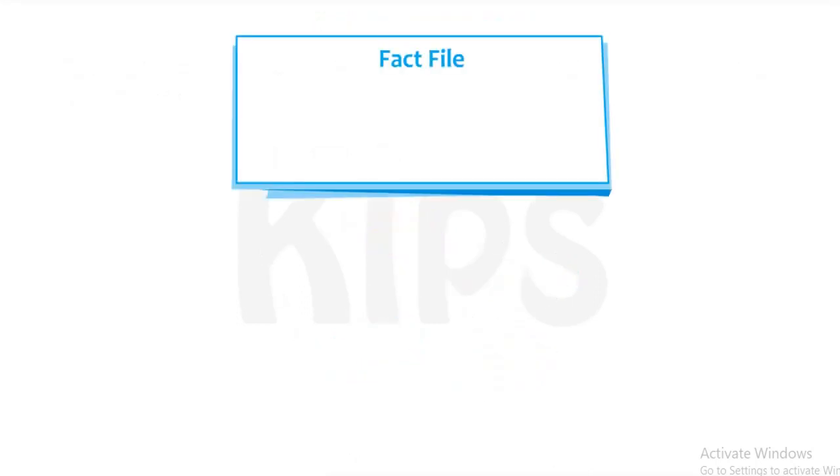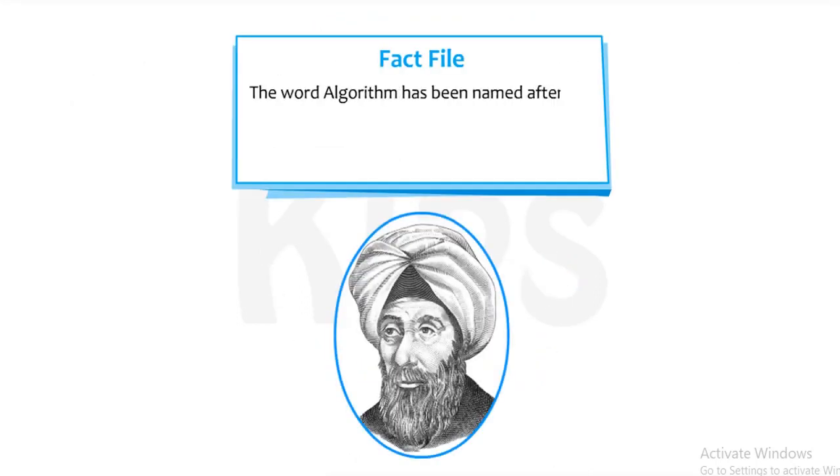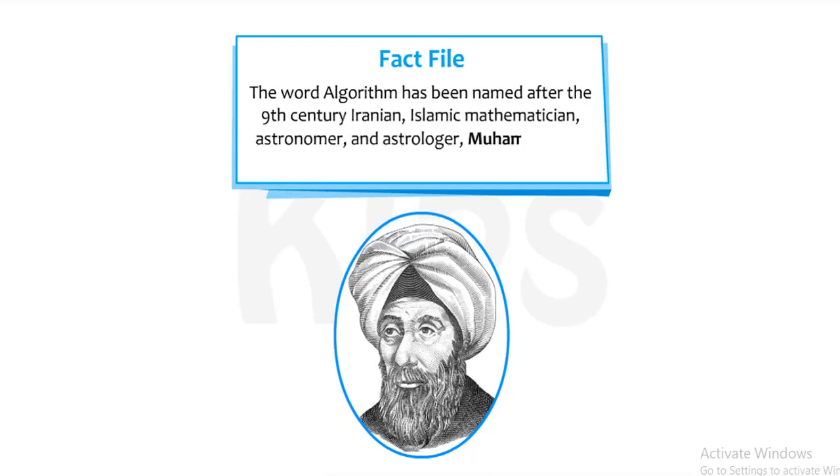Okay, so this is the fact file. It is written about the person who invented this algorithm. You can read it there. This is the person who invented the algorithm. Now we are going to see the rules for writing an algorithm.